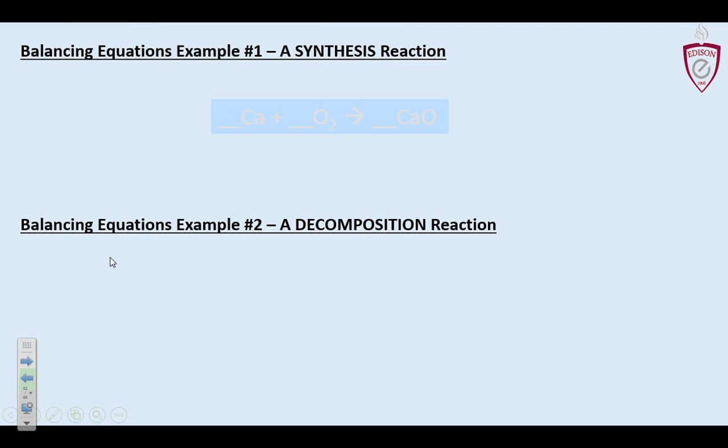All right, let's try one. So there's an example. You want me to do this one first, Mr. Mills? If you want, go ahead. Synthesis reaction. This is one of the 4 basic types of reactions that we're dealing with. Next video.